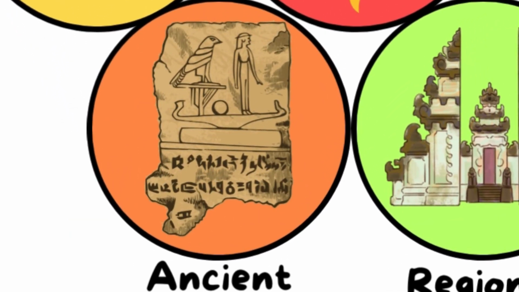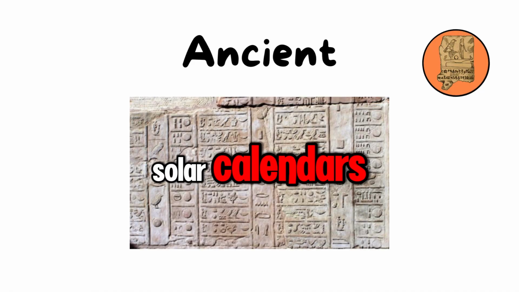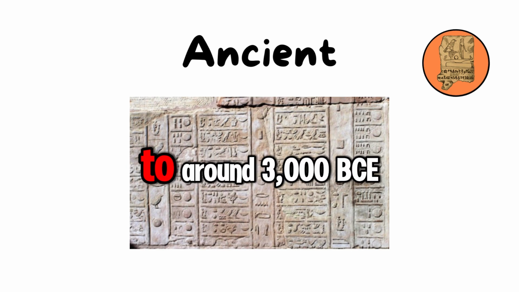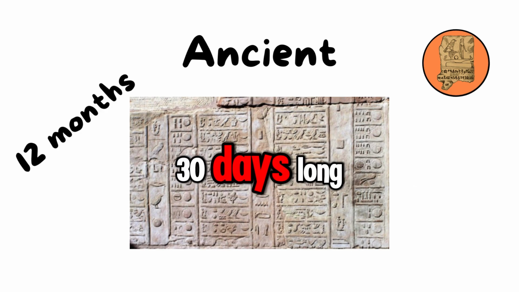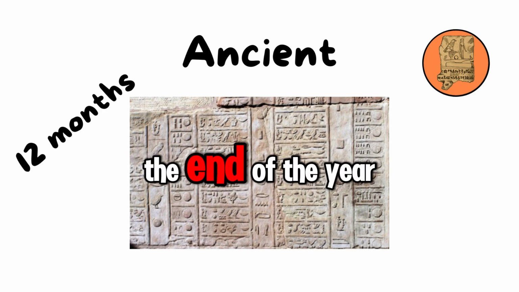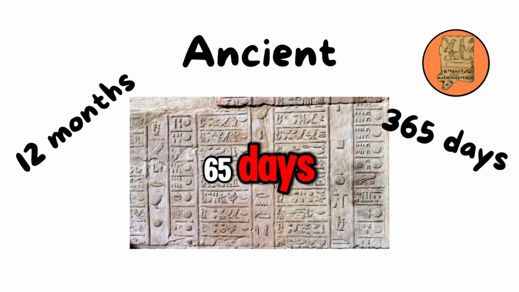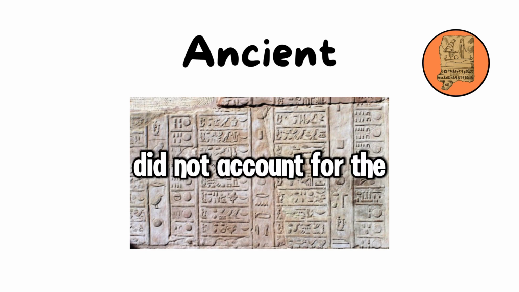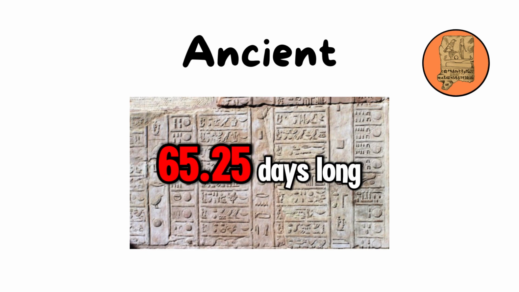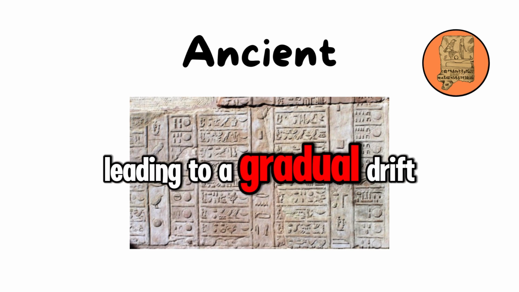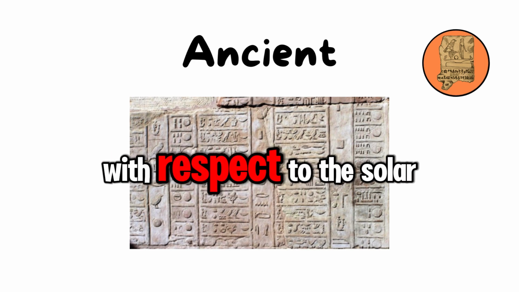Ancient calendar. One of the earliest known solar calendars, the Egyptian calendar dates back to around 3000 BCE. It consisted of 12 months, each 30 days long, plus 5 extra days at the end of the year to total 365 days. This calendar did not account for the additional fraction of a day that makes the solar year approximately 365.25 days long, leading to a gradual drift of the calendar with respect to the solar year.